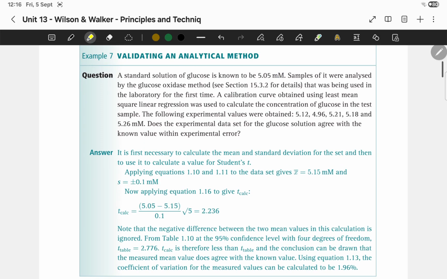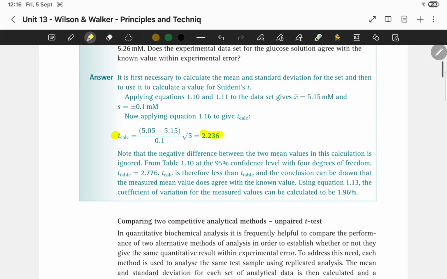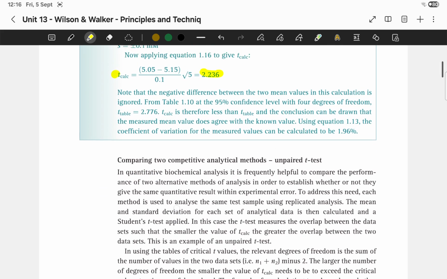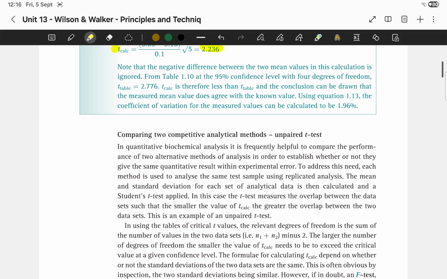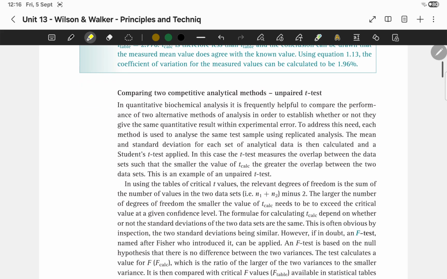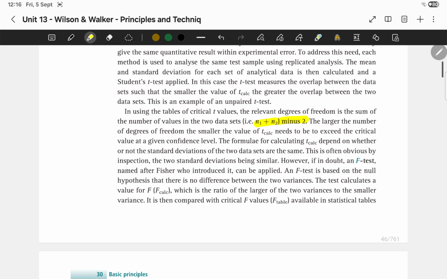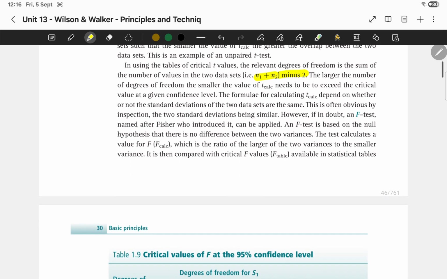Another question of standard: t calculated, we find the t calculated. You have to compare two sets of analysis and compare t with the formula. Okay. Geometry formula for comparing. However, if in doubt, an F test is used to compare the variances.